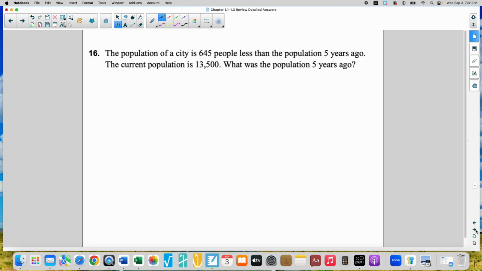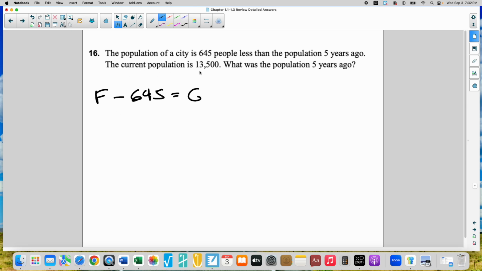16. The population of a city is 645 people less than the population 5 years ago. The current population is 13,500. What was the population 5 years ago? So the population of a city is 645 people less than the population 5 years ago. I'm going to say F for 5 years ago. If we subtract 645 from the population 5 years ago, we're going to get the current population.